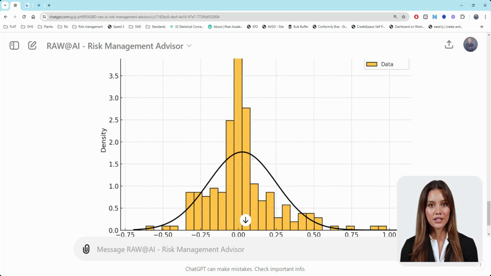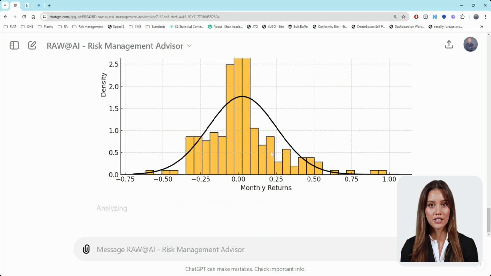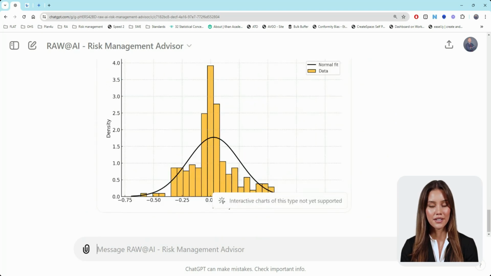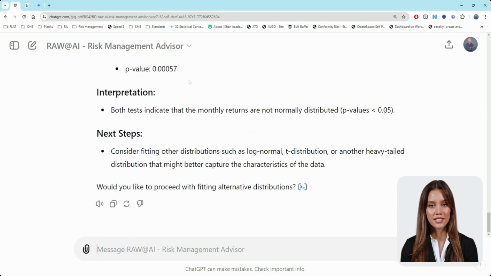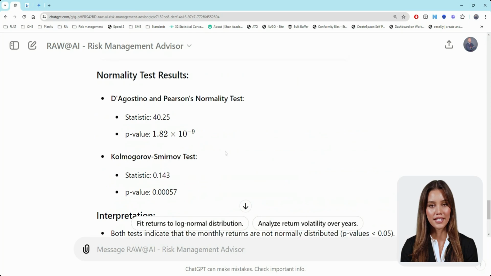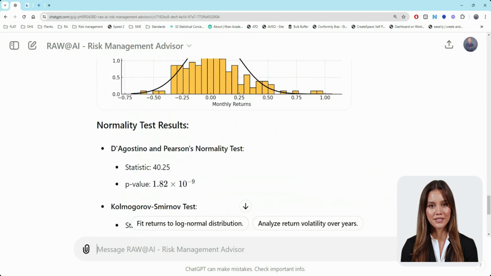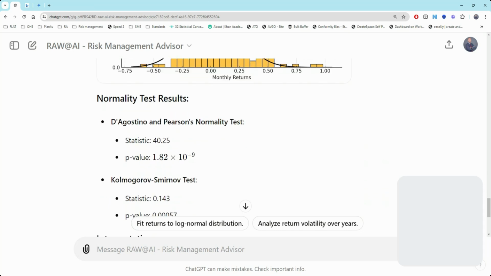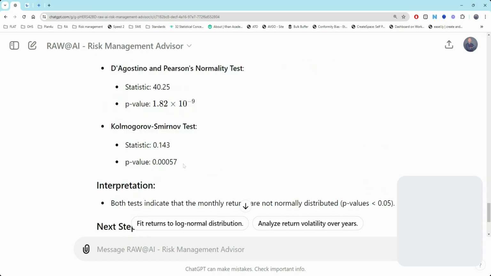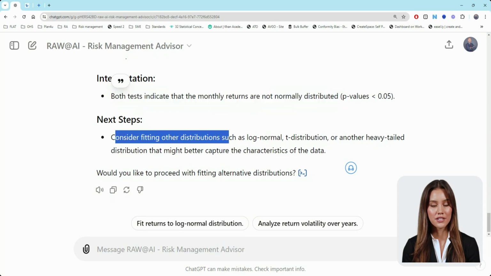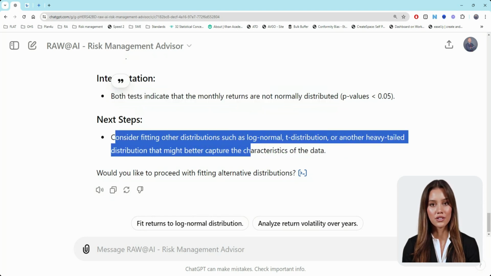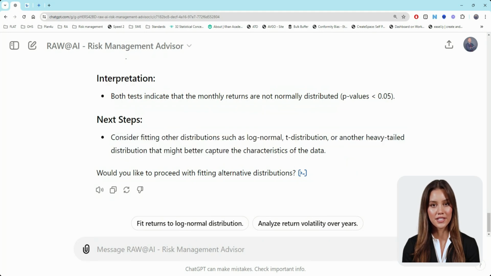Okay, let's take a look. Normal distribution doesn't look like a good fit. Let's see what it means. The beauty of AI, just like you'd expect from your risk analyst, is that it gives you values, performs tests, and then explains what they mean. Both tests indicate that the monthly returns are not normally distributed, so it suggests fitting other distributions such as log normal or t-distribution, which better capture the characteristics of the data.